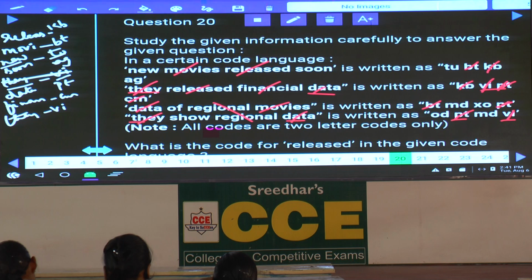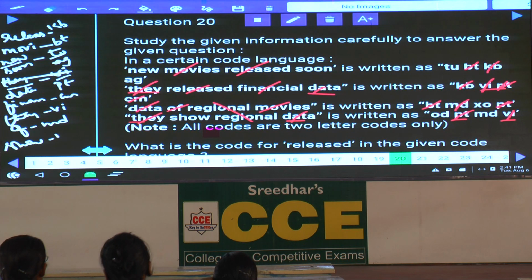Then coming to the third statement, of is left over. What is the code to this word? Of is MD. Next one, so is the word left here, and the code is MD. So is OD. Of, now of is what? Of is XO, sorry. Of is XO. Here so is OD. If so is OD, then what is the other element left over here? MD. Now this MD is the code for regional. Regional we had already taken. Regional is the word which is common, hence it is MD. Regional is MD.